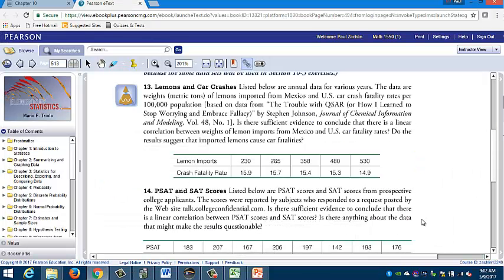Okay, so number 13. Listed below are annual data for various years: the weights of lemons imported from Mexico and U.S. car crash fatality rates. What?